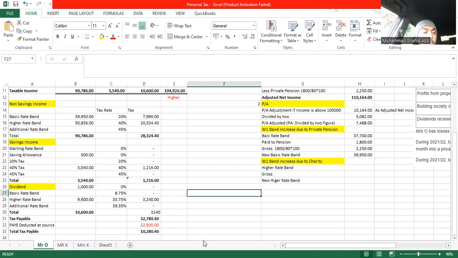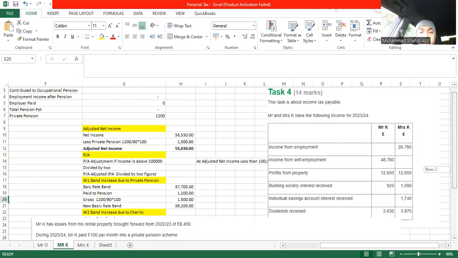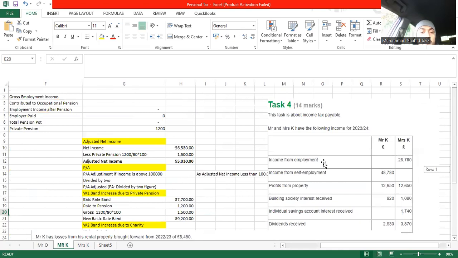So let's move forward now and look at another example. The other example is from task number 4, but it is assessment number 2 from AAT. I just copied this information from here to save our time. I am not going back to the AAT website, just to save time. I have already copied this one. So if you see your assessment number 2 for personal tax, this task number 4 is there.